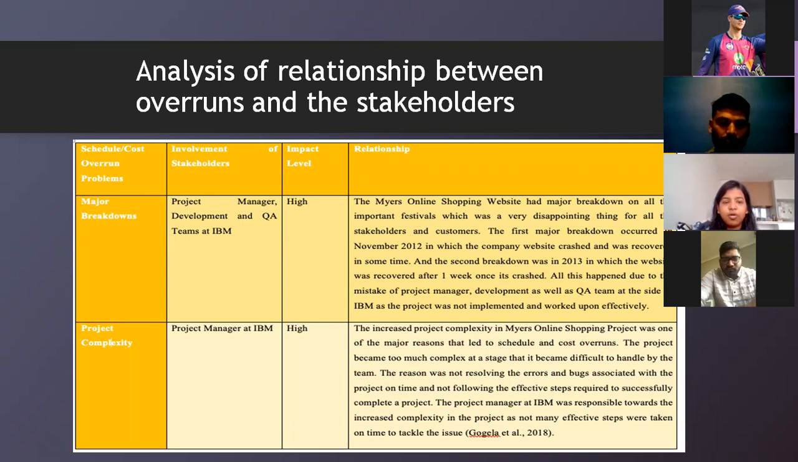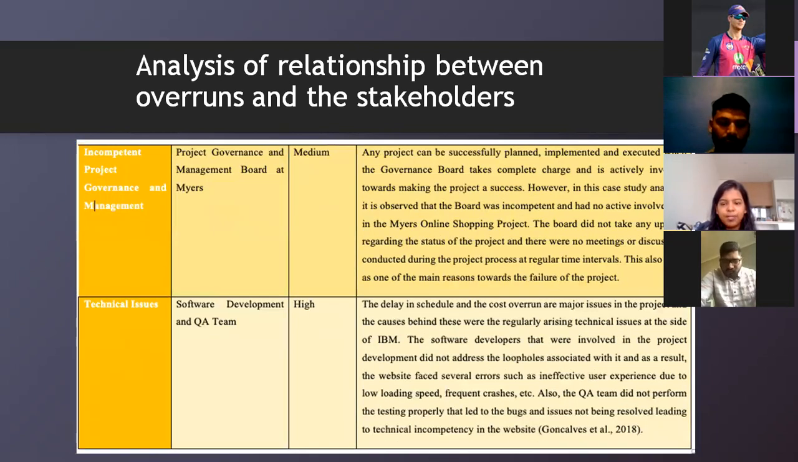Communications and coordination problem was major, and this is due to the fact that the companies operate in a cross-cultural remote work environment, and thus it results in such issues. The project managers of both the companies were working in a remote environment, and also board members of the Myers company were not very active in the project monitoring.